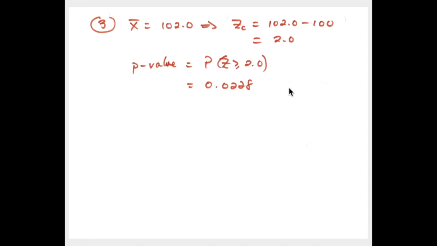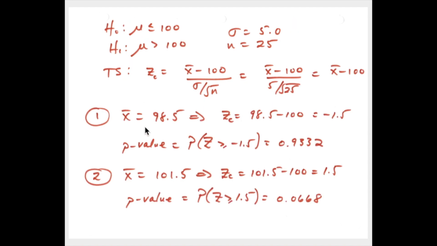So, going back through the three cases, in the first case, x bar being equal to 98.5, there is not enough evidence, there's insufficient evidence at the 0.05 level of significance to conclude that the alternative is true, because the p-value is not less than or equal to 0.05.